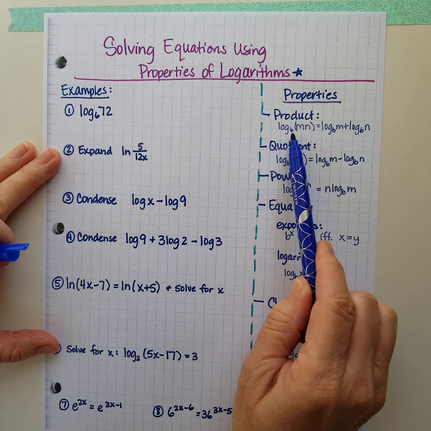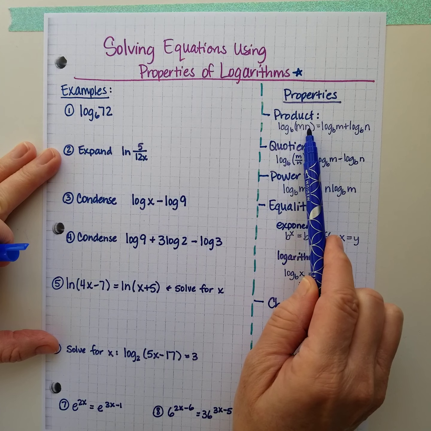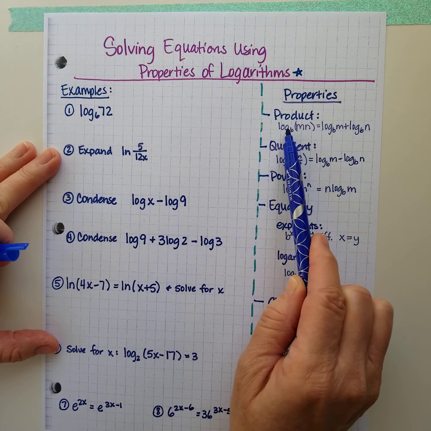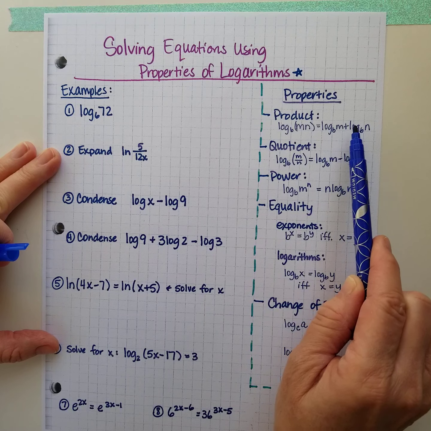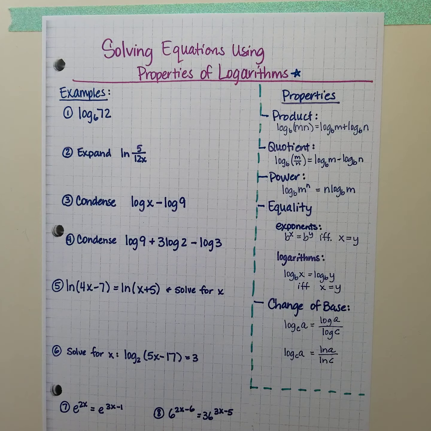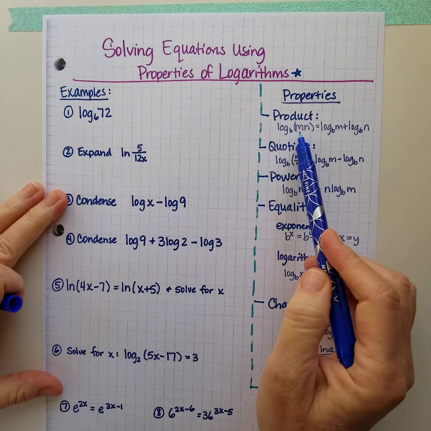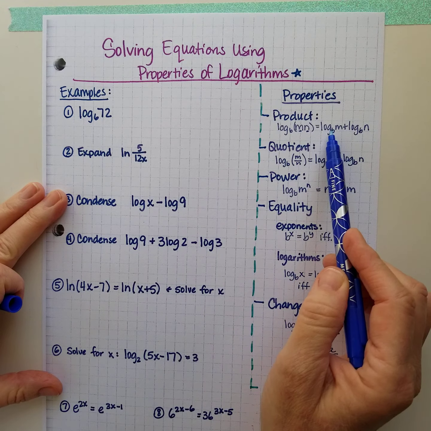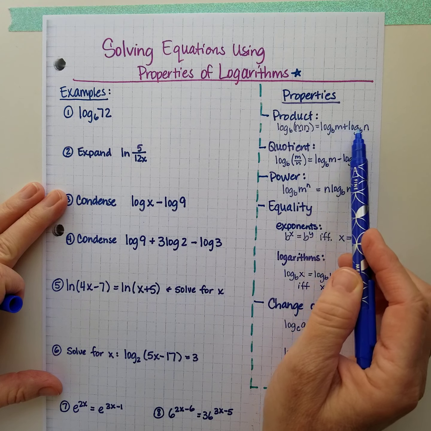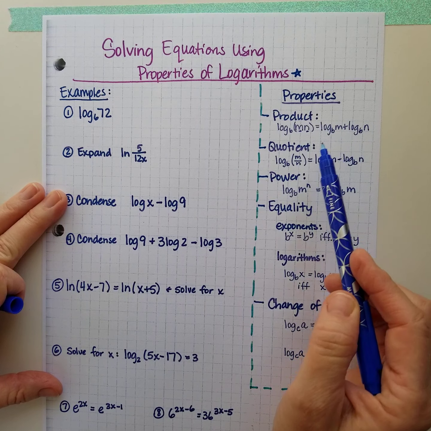So the log base b of m times n, you can break this up. We call it expanding. So we would expand this to log base b of m plus log base b of n. Remember when you learned that when you multiply like bases, you add exponents? Well, remember that logarithms are exponents. And notice when we have this multiplication, we end up adding the exponents. See that addition sign there.